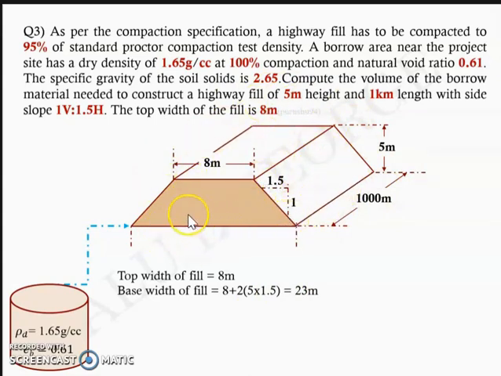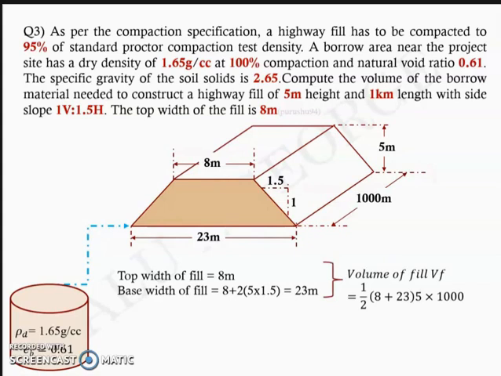So this is essentially a trapezium in cross section. You take the area of the trapezium, multiply it by 1000 meters, and what you get is the volume, right? So you can calculate the volume of the fill, which I've represented as VF, to be around 77,500 meter cube. So based on the dimensions, you have calculated the final volume of the soil which is inside this embankment once the construction is completed.